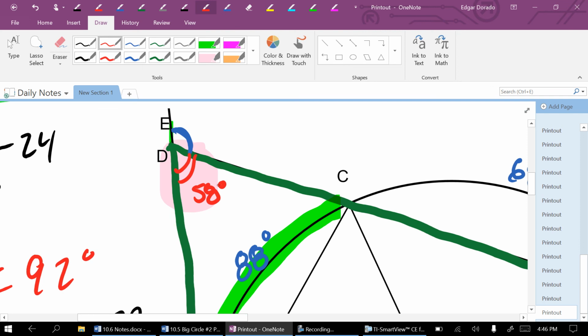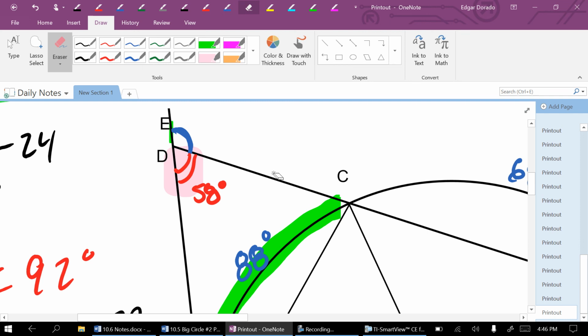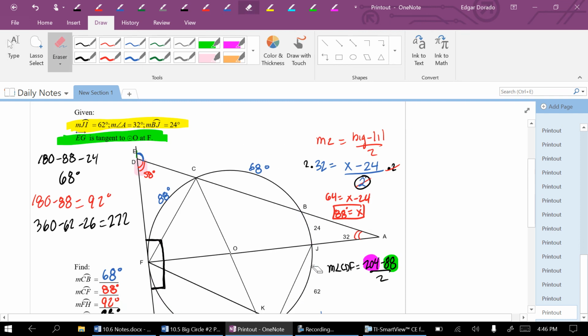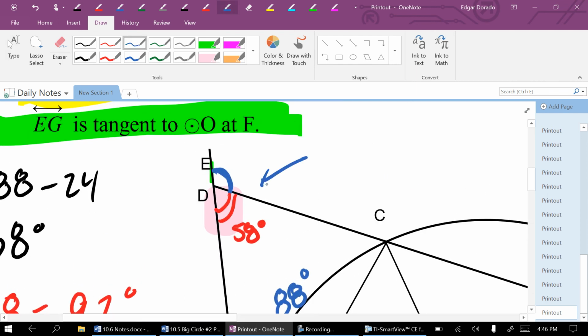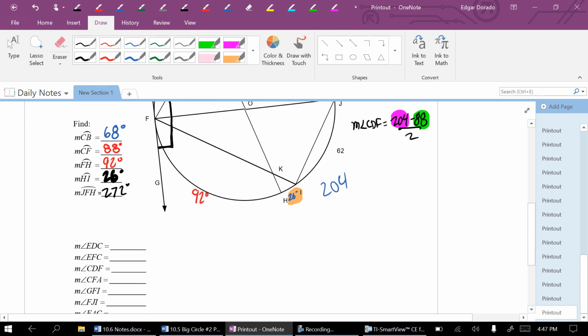Okay, I'll do a little bit of erasing here. Let's go ahead and erase all this extra information. So while I didn't find the angle that I was looking for, I kind of did, because now I know, like I said, these two are supplements. And if they're supplements, that means 180 minus 58 has to give me 122 degrees. So I found the angle EDC, 122 degrees.